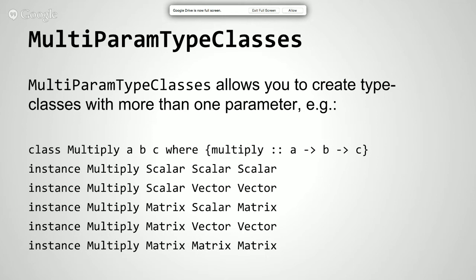Multi-param type classes. That's multiple parameter type classes, exactly what you think you're getting. You can use that to express relationships between types. So here we have a 3-parameter type class, Multiply A B C. We say scalar times a scalar is a scalar. That's our first instance. Scalar times a vector is a vector, so we have an instance for that. Matrix times a scalar is a matrix, an instance for that, and so on.